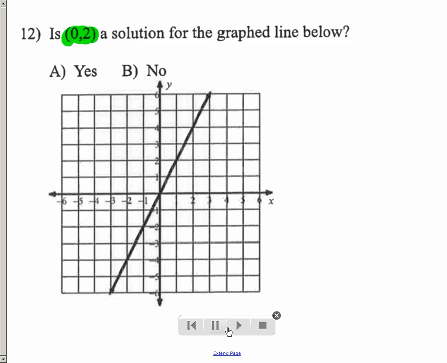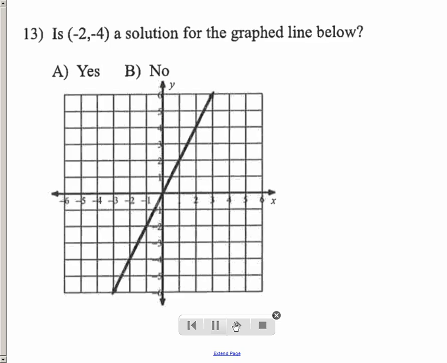So there's 0, 2. 0 is the x value, so it starts right here, and then y is the y value, so we go up 2, and there's our dot right there, right where that green dot is. Since it's not on the line, it's not a solution. Same thing with this one. Go graph -2, -4. So we'd go over to -2 and down to -4. It's right on the line, so it is a solution.